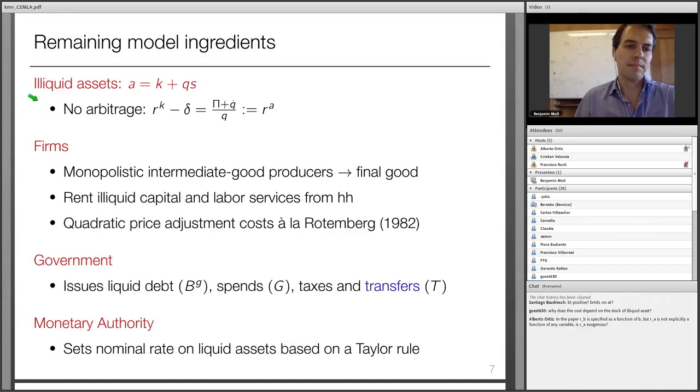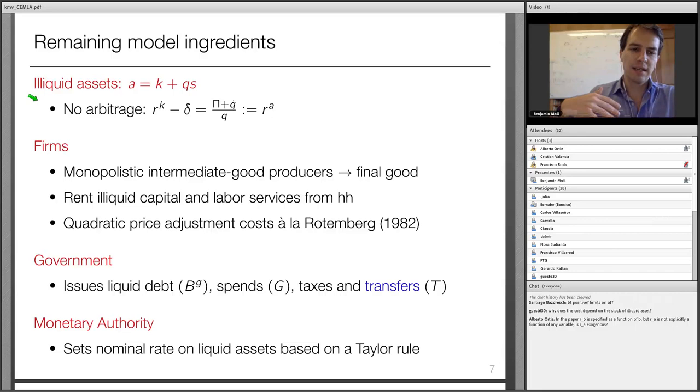In particular, we're going to assume that the illiquid asset A itself consists of two types of assets. One we're going to call productive capital, and the other one we're going to call equity. Okay. So now, why do we distinguish between them? It's mostly just an accounting construct. We call the productive capital the capital that basically ends up in the production function. What we call equity is basically claims to profit.